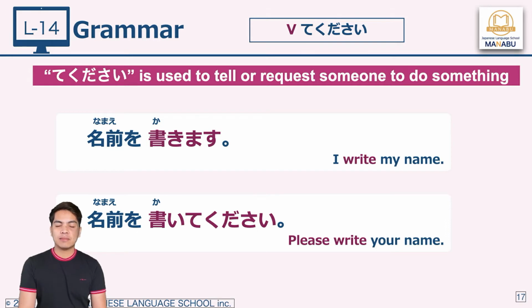So the verb kakimasu belongs to group 1. So the te form of kakimasu: kaki, replace ki with ite, so kaite. Kaite plus kudasai, please write your name.